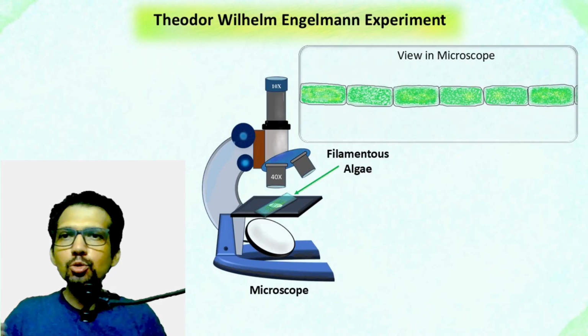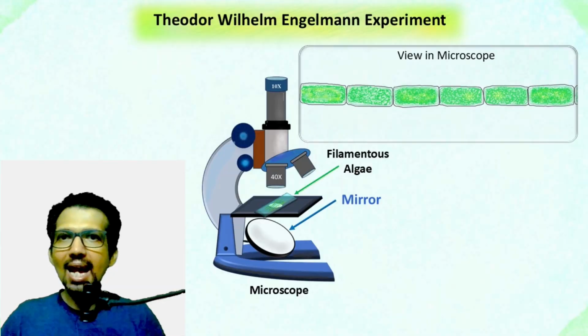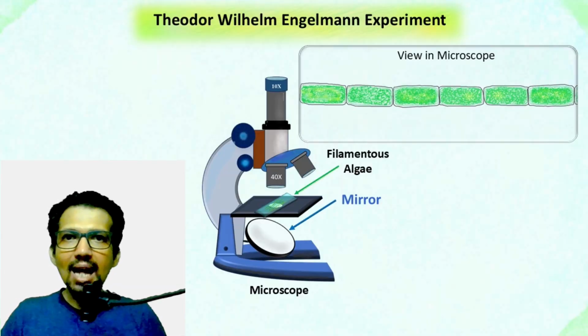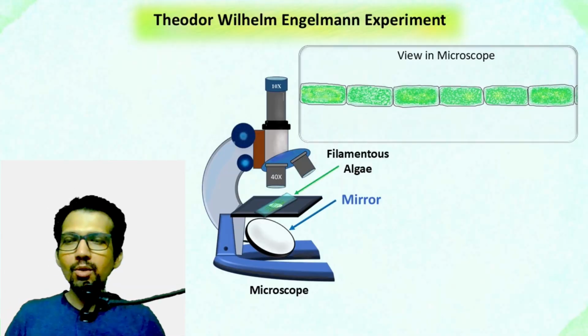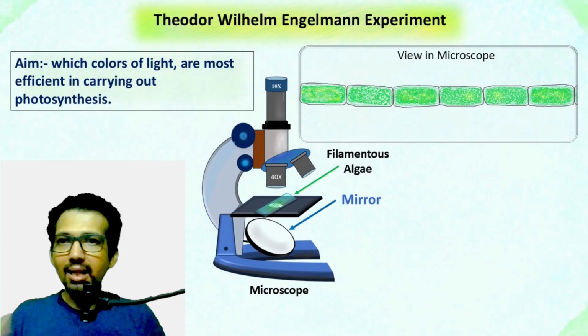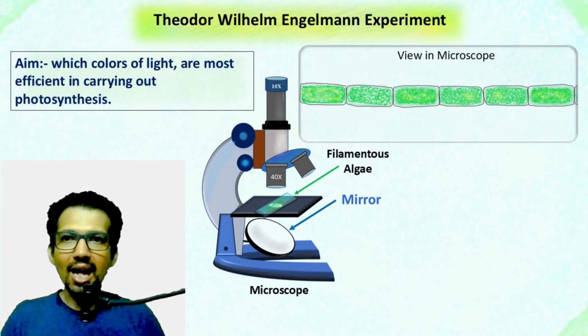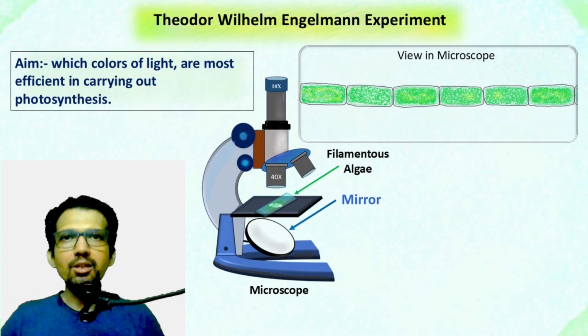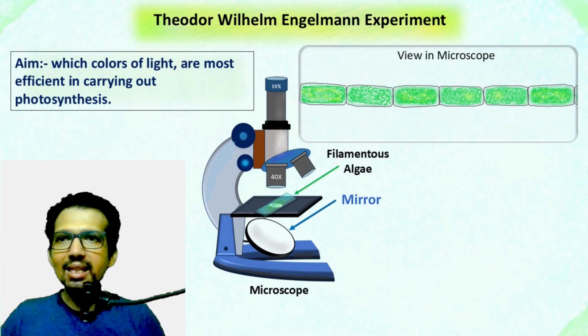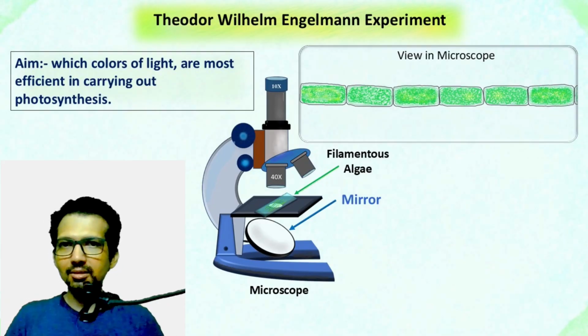Now, those old school microscopes usually had a mirror to reflect the light on the specimen. So this guy did an interesting experiment. The aim of this experiment was to find which colors of light were most efficient in carrying out photosynthesis.